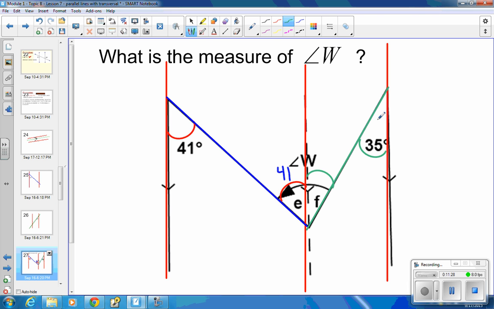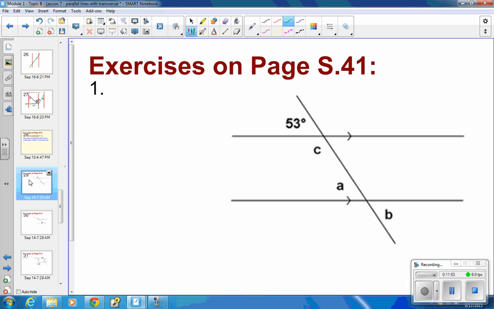So in my picture, if this is 35 up here, this has to be 35 down here. And so this angle W, so the measure of angle W has to be the 41 plus the 35 degrees, which makes the measure of angle W equal to 76 degrees. So that's how we're going to use this auxiliary line, by drawing a dotted line that's not originally in the picture. So now we need to start working our way through the exercises.